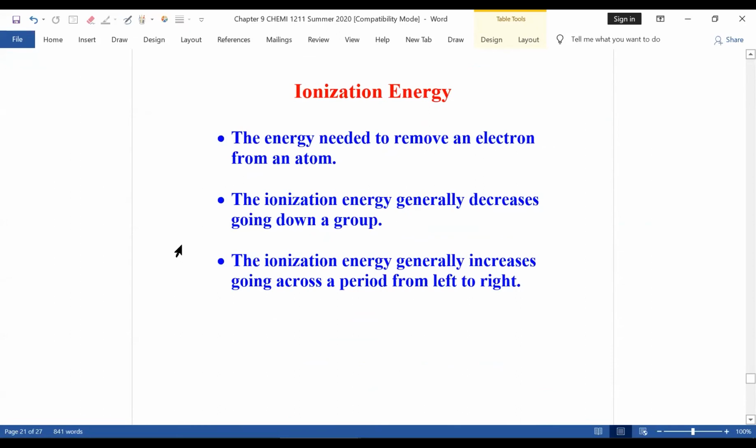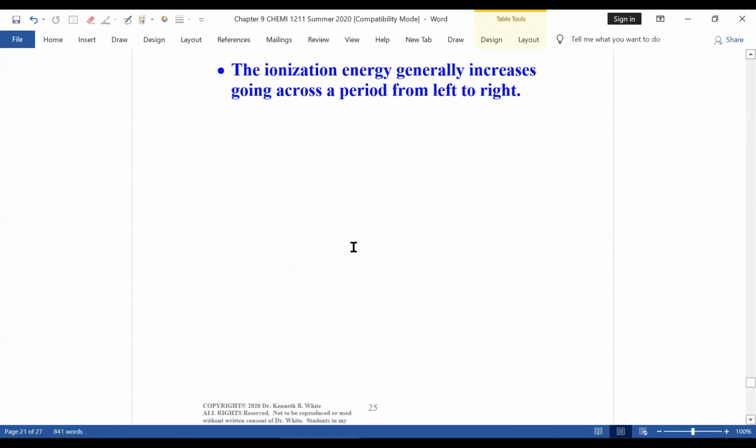Ionization energy, I'll talk more about this later on. That's the energy needed to remove an electron from an atom. It decreases when you go down a column or group, and it increases going from left to right. The element that has the highest ionization energy is fluorine. And I'll talk about that, switches off now.